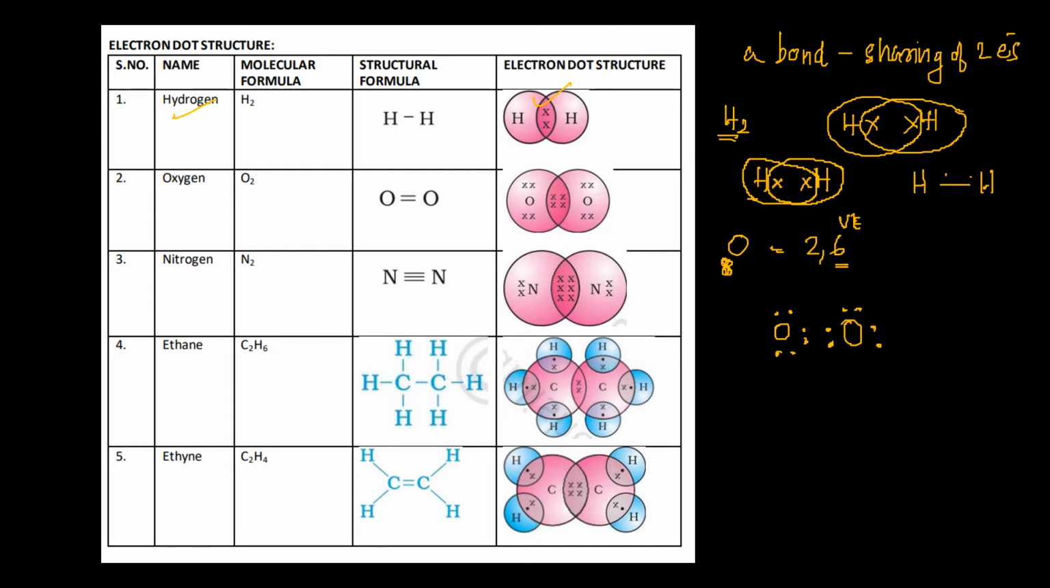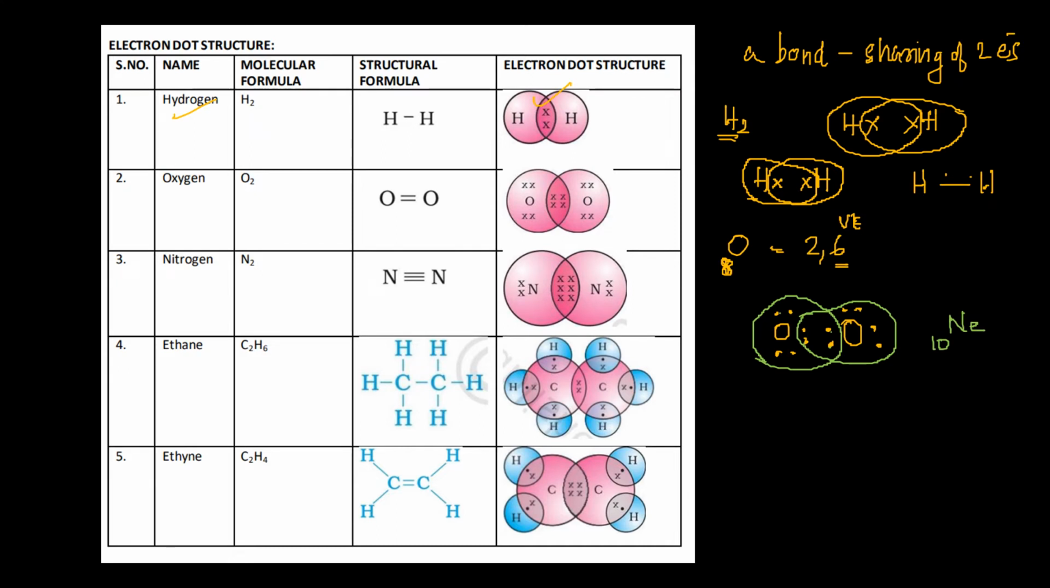Now what will you do? This oxygen needs 8 electrons. How will they share? Like this they will share. 1, 2, 3, 4, 5, 6, 7, 8. And this oxygen will also share its electron, 1, 2, 3, 4, 5, 6, 7, 8. So both of them attain the nearest noble gas configuration, that is neon. Neon's atomic number is 10.